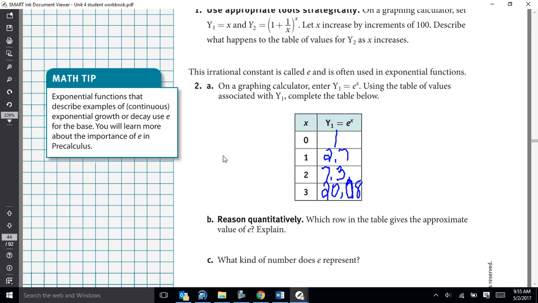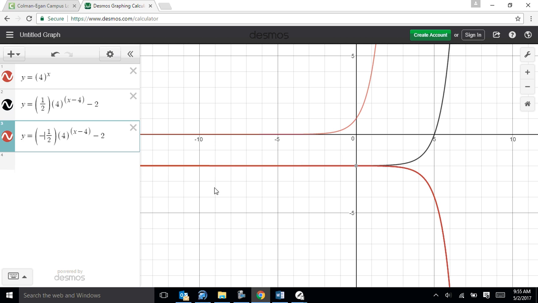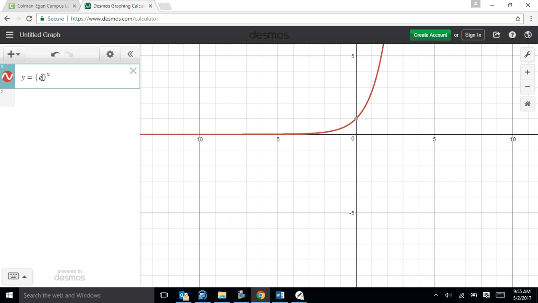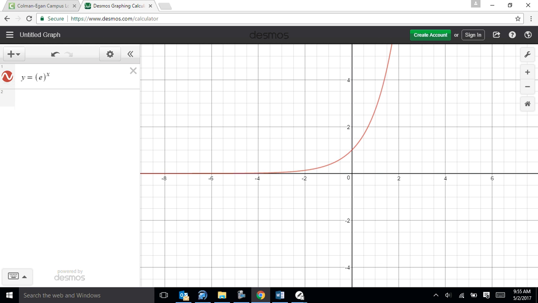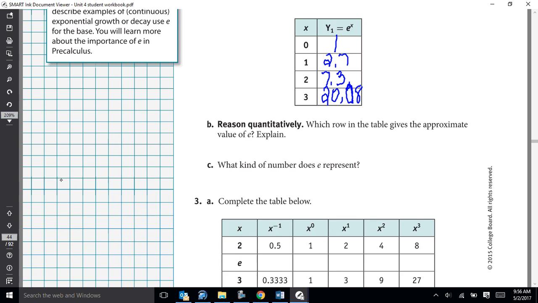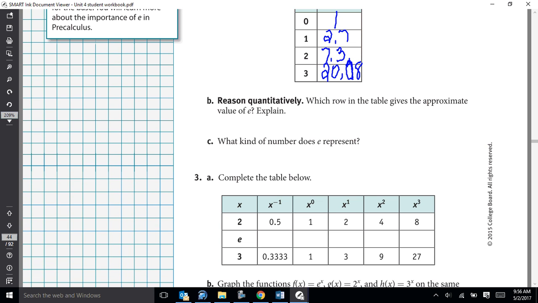All right, so looking at the graph of that, since E is 2.7, is it representing growth or decay? Growth. So we have growth. So which row of the table gives the approximate value of E? Which one of these has the value of E? 1.